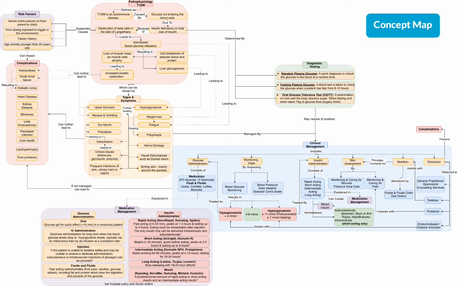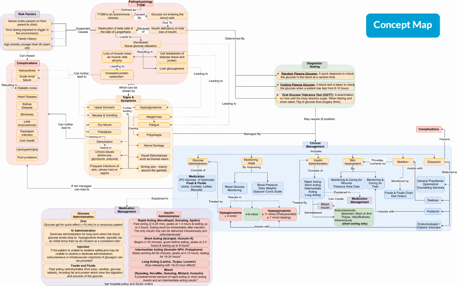And then that liver gluconeogenesis leads to hyperglycemia, or an increase in blood sugar. And so that hyperglycemia causes a lot more further issues. So it leads to nerve damage. It leads to visual disturbances such as blurred vision, itchy skin, frequent infections, urinary issues, so ketonuria, glycosuria, polyuria, so ketones in the urine, glucose in the urine, and frequently urinating, which then leads to dehydration because you're now releasing all of these fluids, and that leads to excessive thirst and dry mouth.